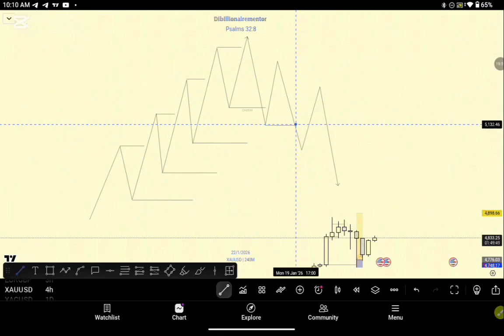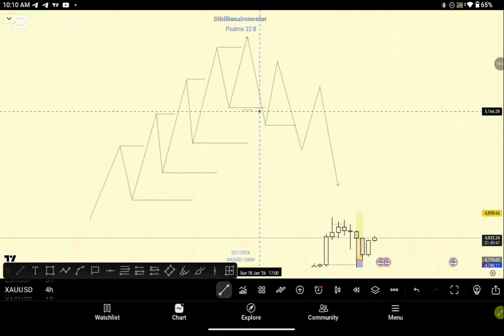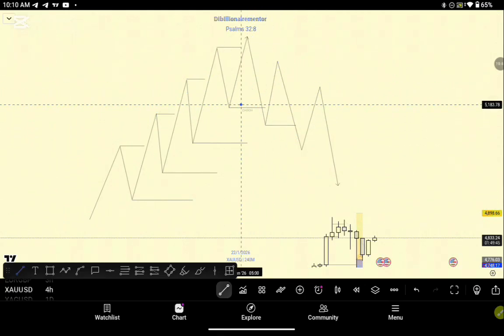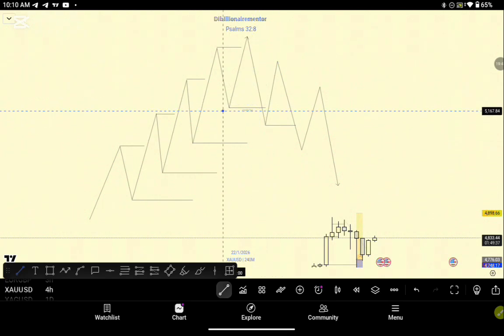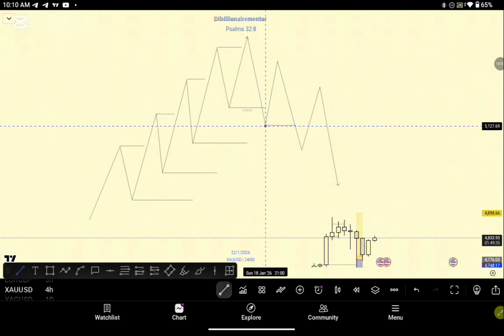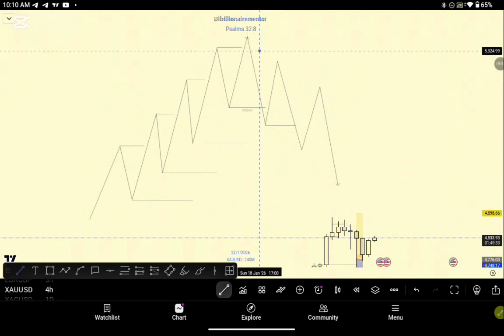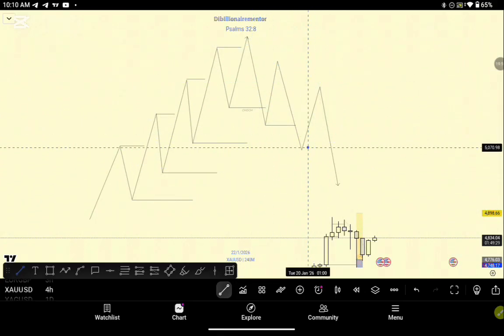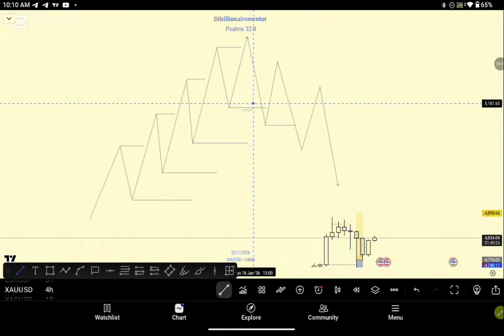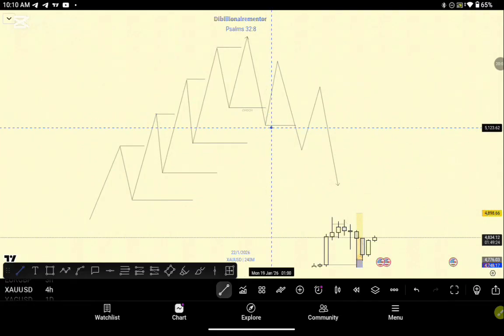Don't forget, I said the whole idea of this change of character is an indication to tell you that price is about to change the trend. So this next break here is a confirmation that this change of character has now been confirmed, which is now going to be continuation of the new trend. This next break will now be called break of structure, not change of character.